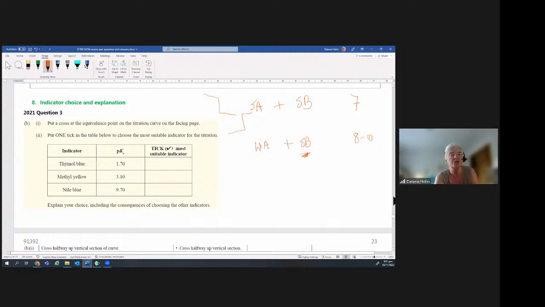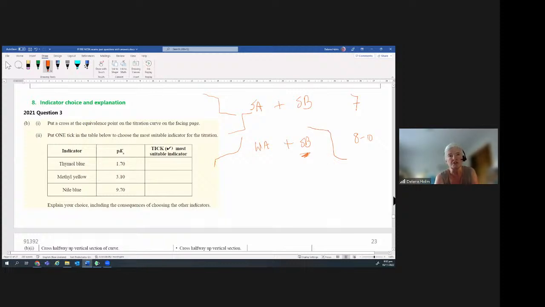Okay. And you would recognize this if you were starting with the weak acid in the conical flask, it would start like that and then tail off. If it was the other way, it would go straight down because you're starting off with a strong base, but you'd see it by the equivalence point.